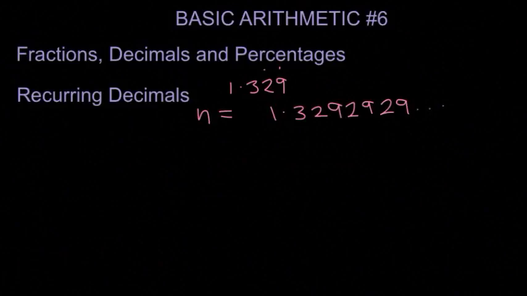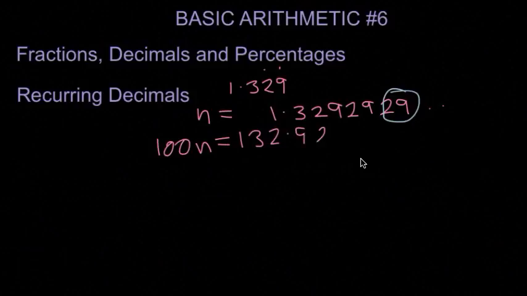1.32929929 repeater, continues on. What we have to do is to multiply n by a big enough number to make all of the decimal places shift over 2 places. That way we'll end up with an alignment of the 2 9 digits between one number and the next. What this looks like is 100n will equal 132.92929929, and the repeater continues on.